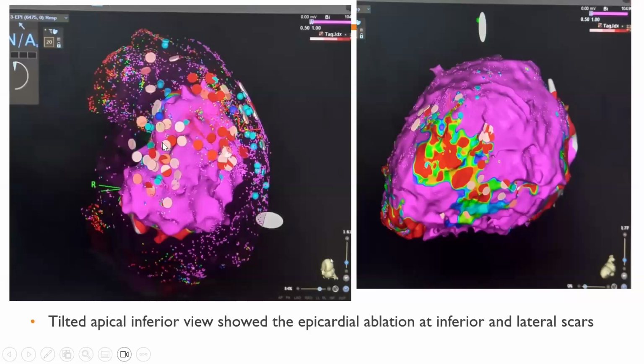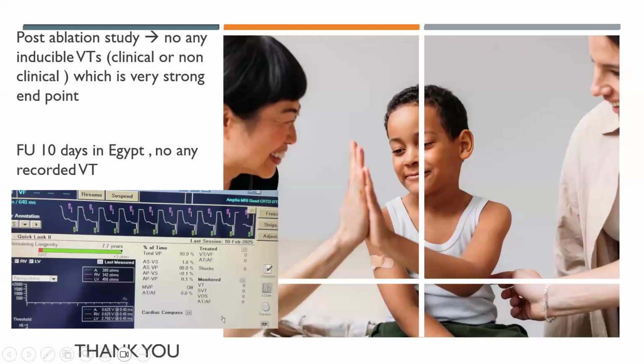After ablation, on the post-ablation study, there was no inducible tachycardia, and this is a very good endpoint, either clinical or non-clinical. All the tachycardias had disappeared. Rendering the VT non-inducible is a good endpoint for such a VT. At follow-up of 10 days in Egypt, no VT was recorded by the Medtronic CRT-D, and thank you.